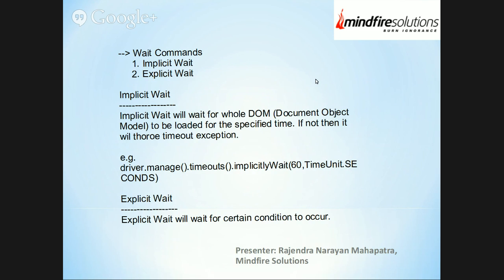And remember one thing: if you are going for implicit wait, it has to be written before the action, and if you are going for explicit wait, it has to be written after the action. Suppose I am clicking on any link, after that only I have to write the explicit wait. Suppose I am navigating to one application, or getting an application, before that I will use implicit wait.